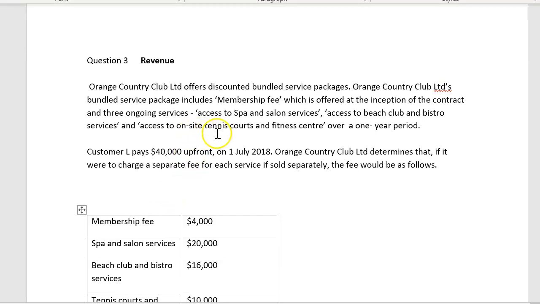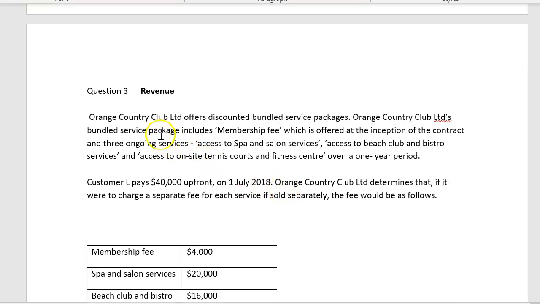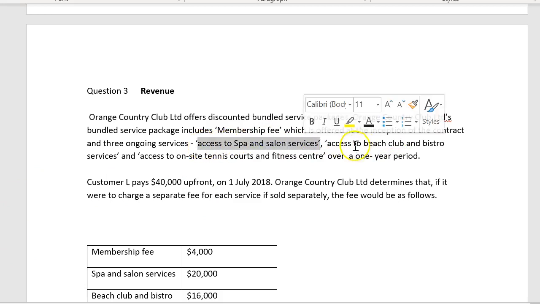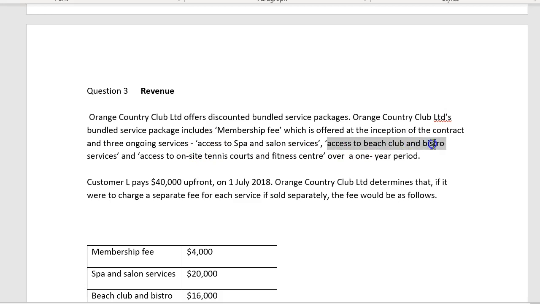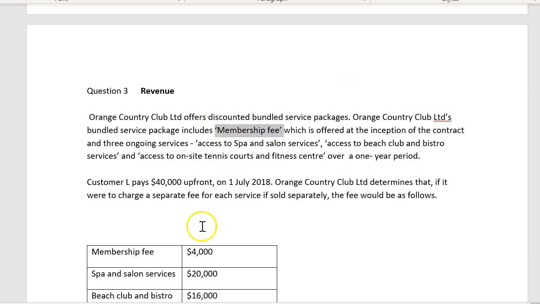So this question is on revenue. You're given information about a country club which offers discounted bundle service packages. Now, what are the 3 service packages they offer? They offer access to spa and salon services, access to beach club and bistro, and access to on-site tennis, which also includes a membership fee.